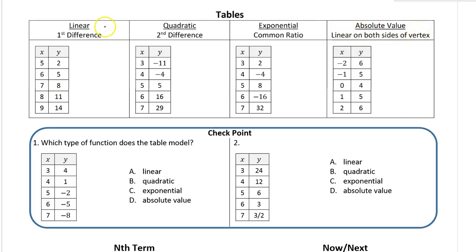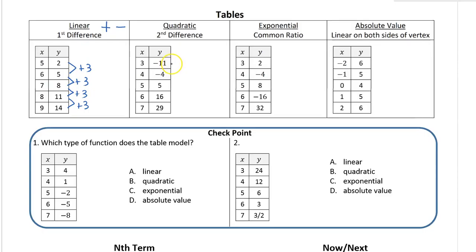Okay? So for a common difference or a first difference, you are looking for a number that is either added or subtracted each time. So in this one, 3 is added each time, so that would be linear. If I am moving too fast, please feel free to pause or rewind if you need to. The second one is a quadratic. Now you're looking for a second difference.